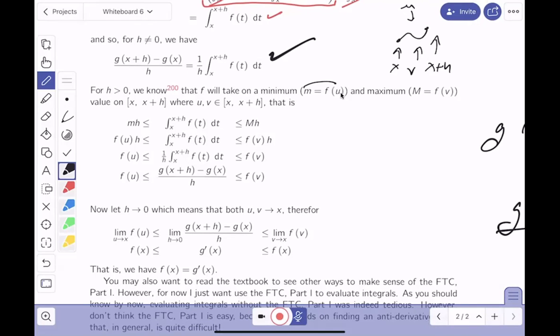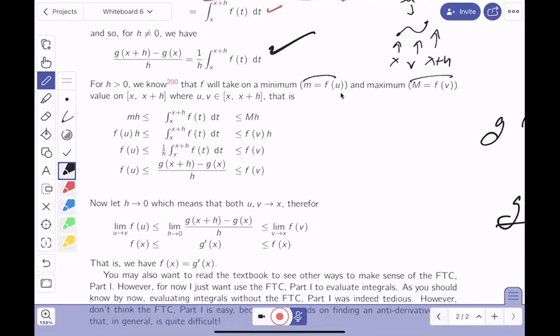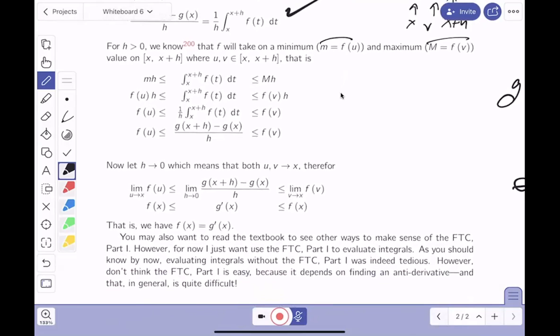So what's going to be v? It's where it takes on a maximum. I just don't know where they are. But I know between x and x plus h, there's a number u and a number v where the function f would take on a minimum and maximum. How do I know that? Well, extreme value theorem. I may not know where they are, but I know they're there. Continuous function, by the way.